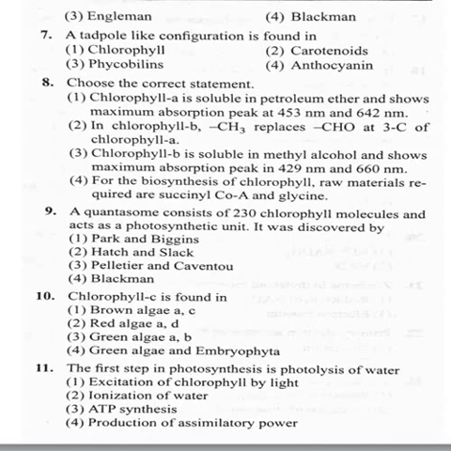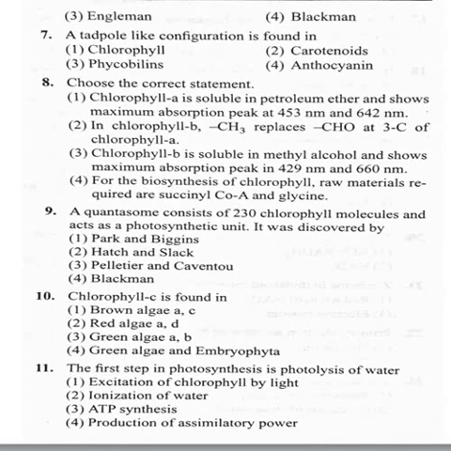10th question. Chlorophyll C is found in option 1 brown algae, option 2 red algae, option 3 green algae, option 4 green algae and embryophyta. You know that chlorophyll A and B is present in green algae, chlorophyll A and C in brown algae, A and D in red algae. So chlorophyll C is found in brown algae. So 10th question, correct option 1.